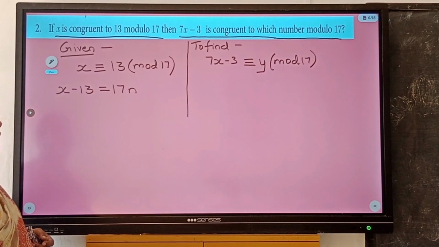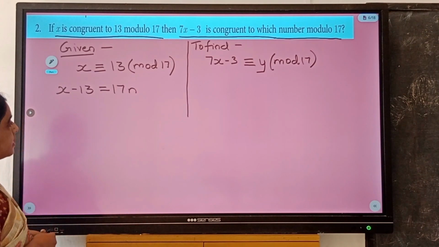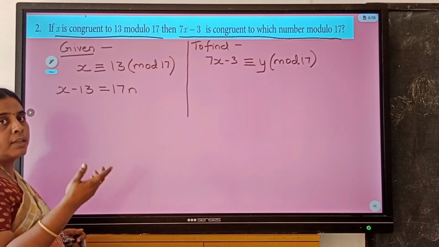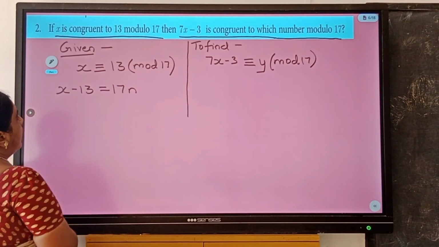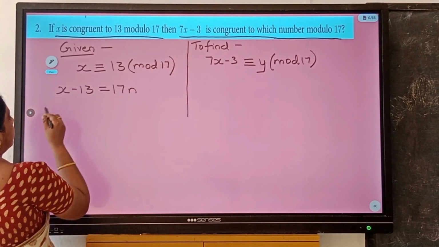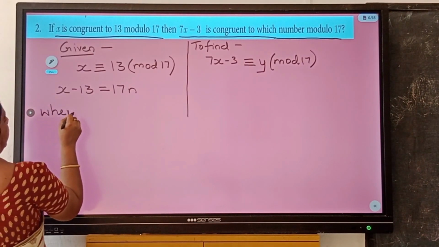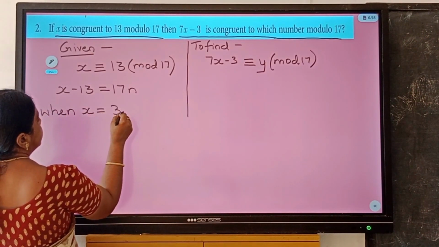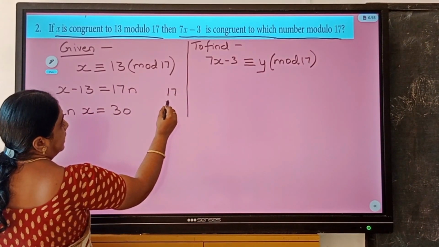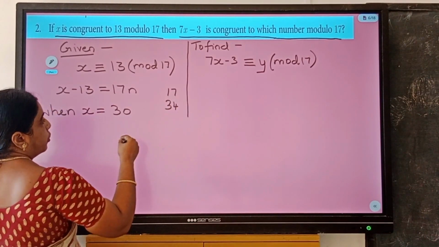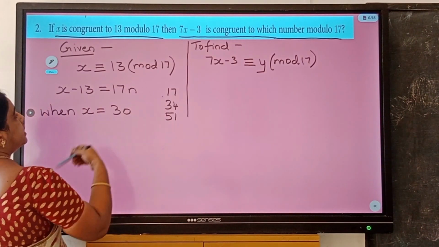Now here also again, if you see, x is unknown, so how do we find it out? We know that 17 ones are 17. So here 17 cannot be, if you take 1, 2, 3 and all, you cannot start. So the starting number for x is going to be 30. 17 table, 17 ones are 17, 17 twos are 34, 17 threes are 51. So it goes on. So the starting number itself is 30.